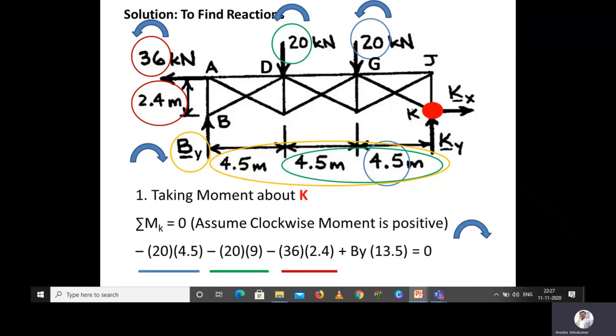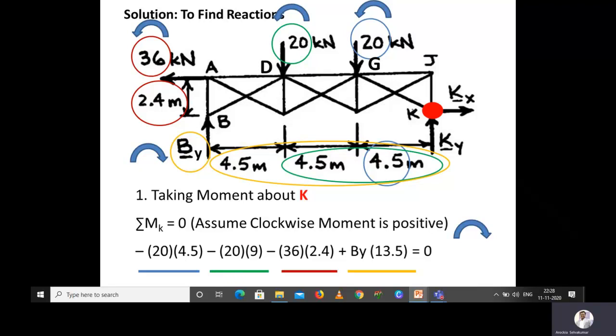The third one is a horizontal force which is acting at the point A, that is 36 kilonewton. From the point K, the perpendicular distance of that particular 36 kilonewton force is 2.4 meter. This force is also creating a counterclockwise moment, so I have substituted in minus. And then the final one, that is the reaction force at B, that is By, which is acting towards up. With respect to K, the total distance of the force is 13.5 meter, and then this force is creating a clockwise moment in the system, so I have taken as positive.